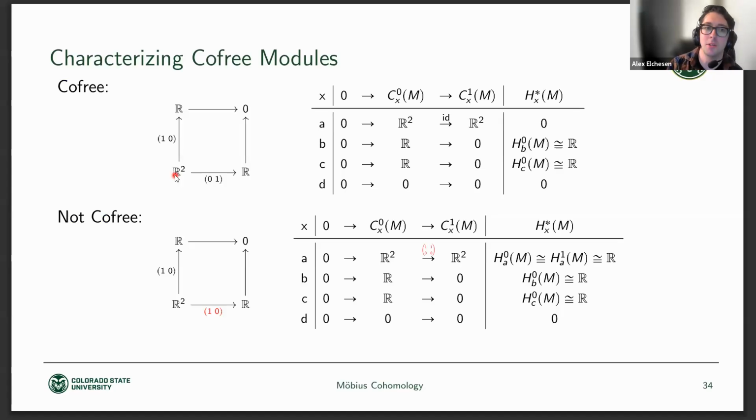So let me show you how this appeared in our example before. So we had these two modules. The co-free one was this one here, where the Möbius cohomology at A was 0. In the second example, we had something non-co-free, and that manifested when we had non-trivial Möbius cohomology.